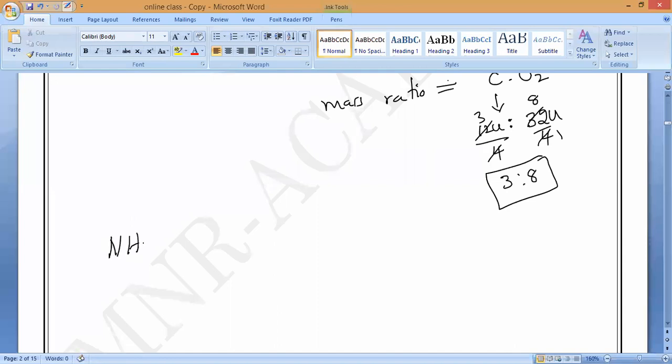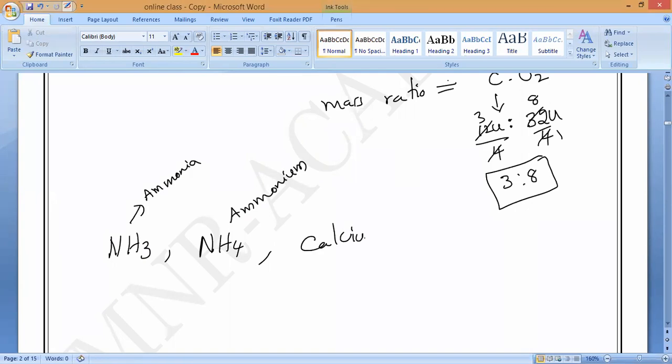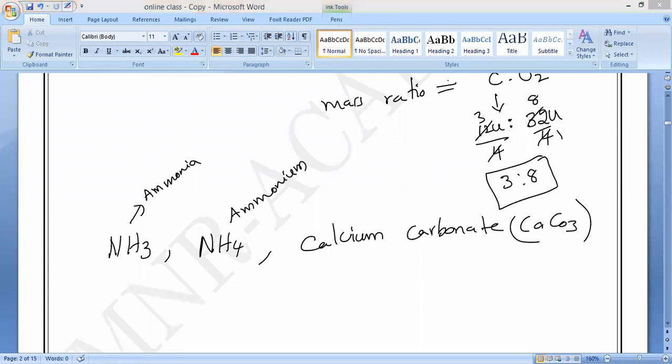Like that you can take so many examples. Ammonia, the formula is NH3. Ammonium is NH4. Calcium carbonate, what is the formula? We will study it in the next chapter. CaCO3. Like that, hundreds of compounds we can study: iron sulfide, hydrochloric acid, sulfuric acid, copper sulfate, iron sulfate, nitric acid, hydrogen bromide, sodium hydroxide, methane.